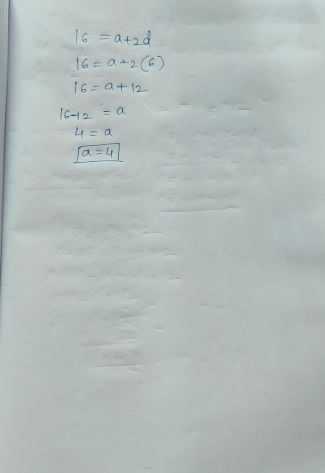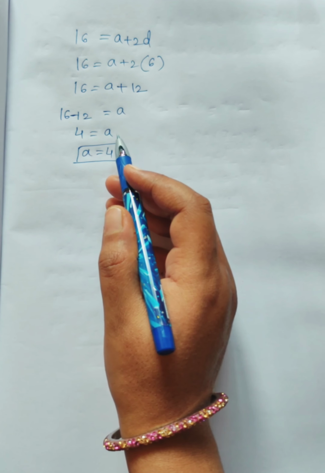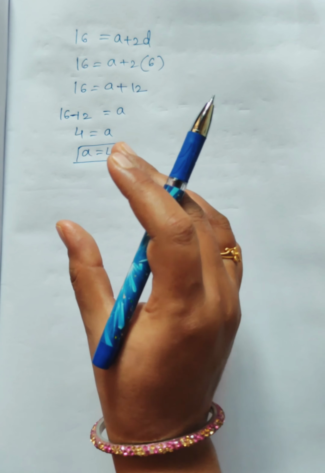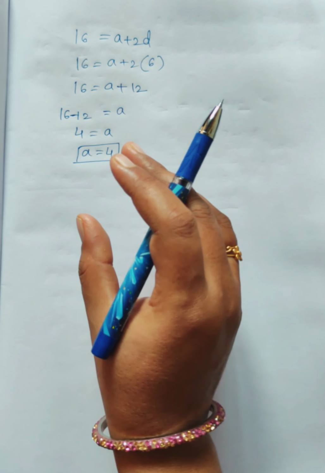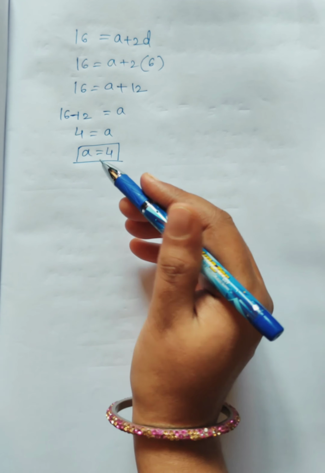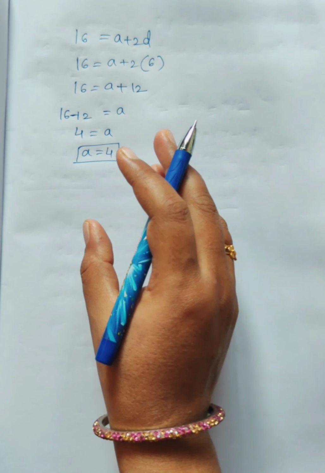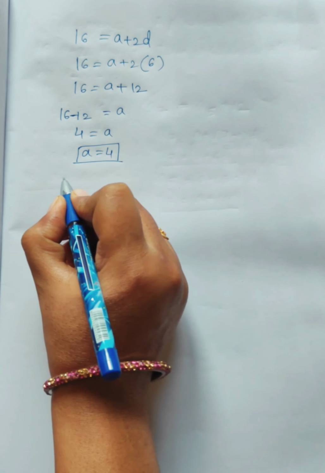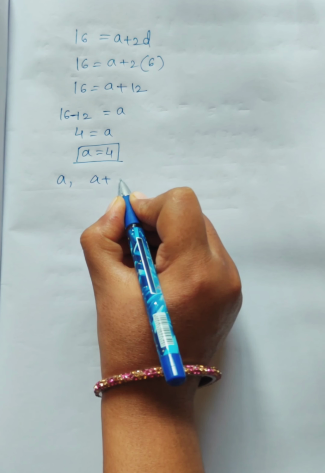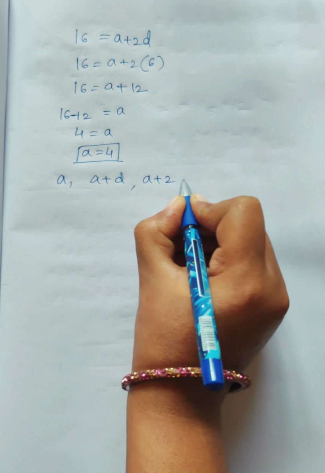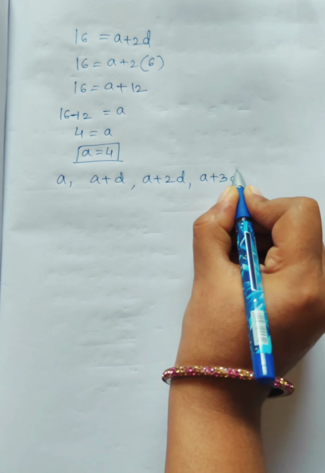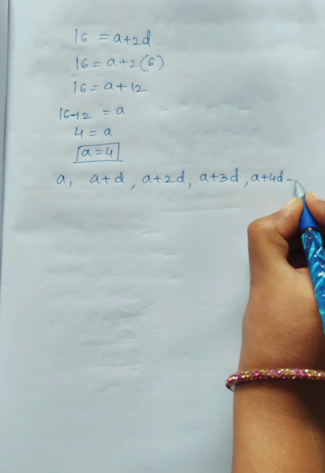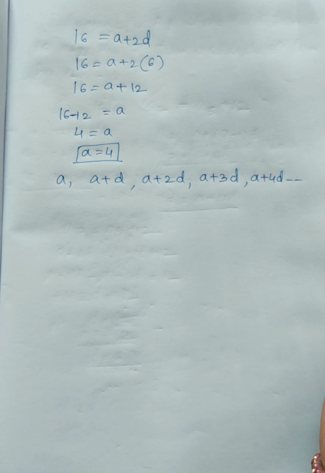Now what they have told is we have to find an AP using all these values, that is the common difference and the first term. So how are we going to find it? I have already told you the general form. General form is what? A, A plus D, A plus 2D, A plus 3D. This is the general form of AP. Then A plus 4D. As many as you want, you can find. A plus 5D also you can find.